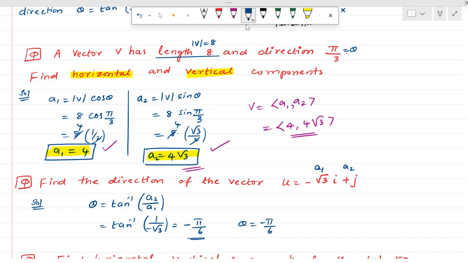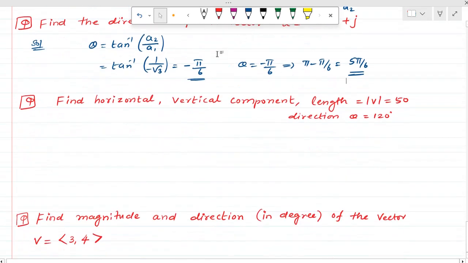Or you can add 2 pi. You will get here pi minus pi over 6, which is equal to 5 pi over 6. So this is in the positive. It is the same thing, but the direction is different, right? So I will find the same thing. The theta value is different.